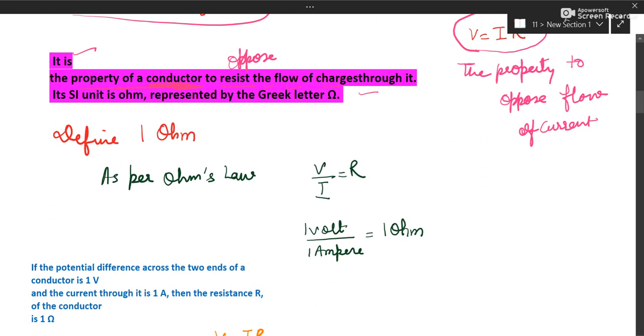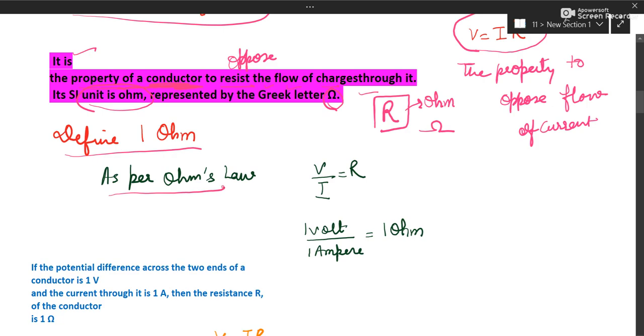Coming to next. The SI unit of resistance is Ohm, O-H-M, and it is represented like this. R is a new quantity that has been introduced to us, that is resistance. Its SI unit is Ohm. And how do we denote it? We denote it like this. This is a Greek symbol.